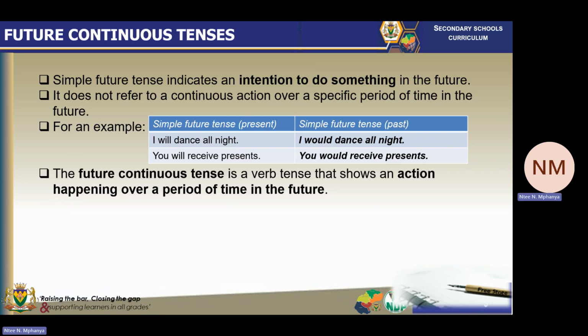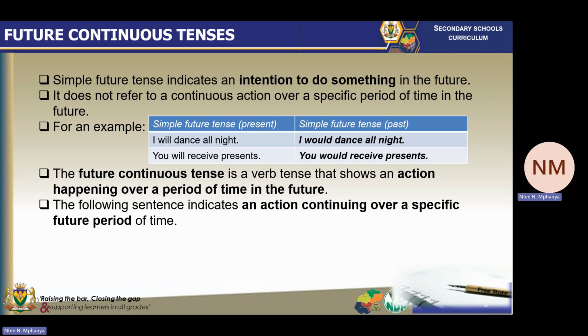But let us look at the future continuous tense. It is a verb tense that shows an action happening over a period of time in the future. The following sentence indicates an action continuing over a specific period of time in the future.